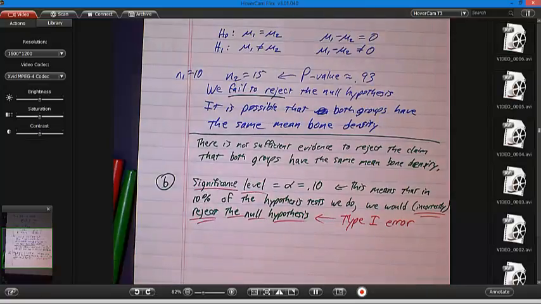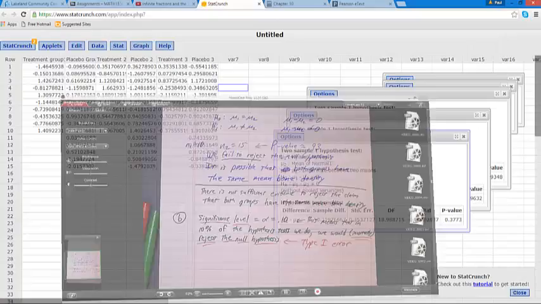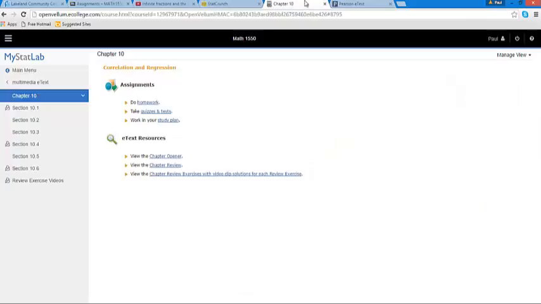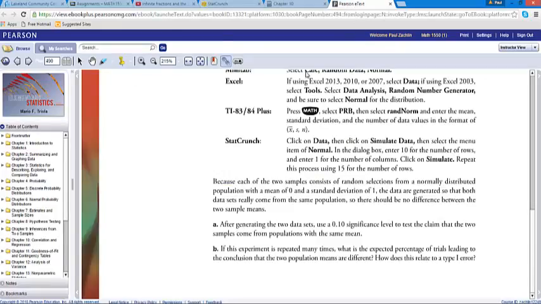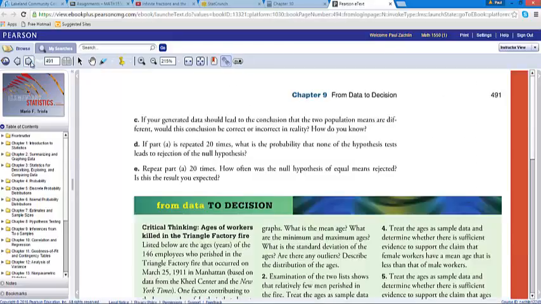So I want to go back to the project. In the project I was just answering B with you, but I'd like to talk about part D also. Here, let me go there. On the next page, the other thing it said in part B is, how does this relate to a type 1 error? Well, the 10% is the probability of it being a type 1 error. Part C: if your generated data should lead to the conclusion that the two population means are different, would this be correct or incorrect in reality? We know it's incorrect, because that's the way we constructed the data, with the same mean.